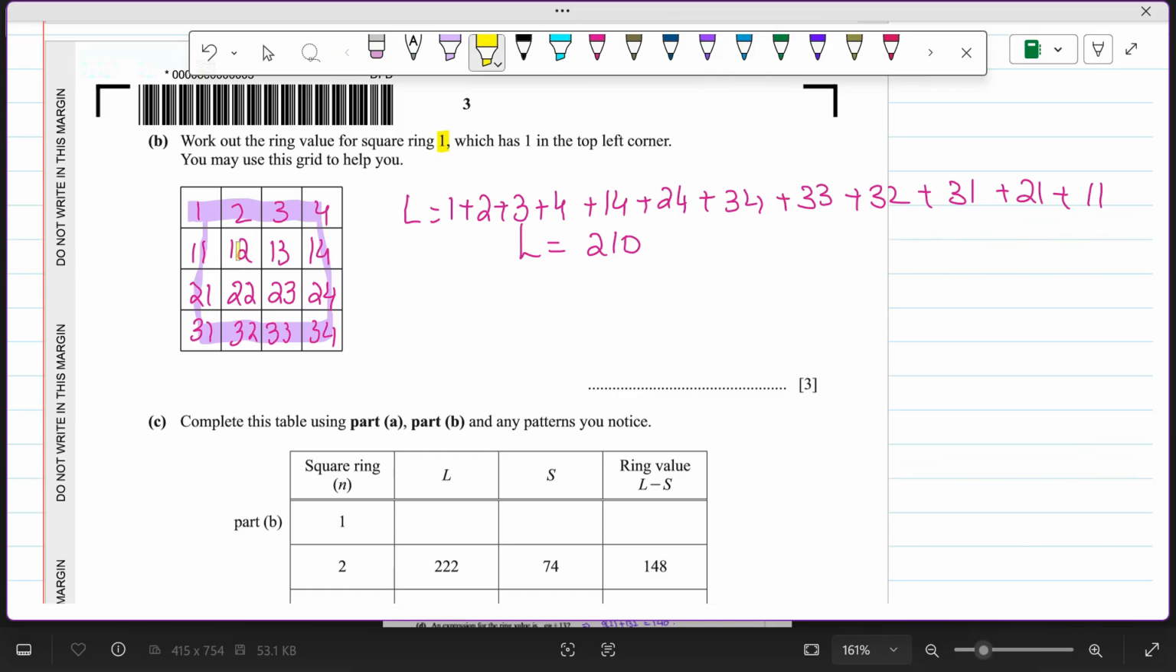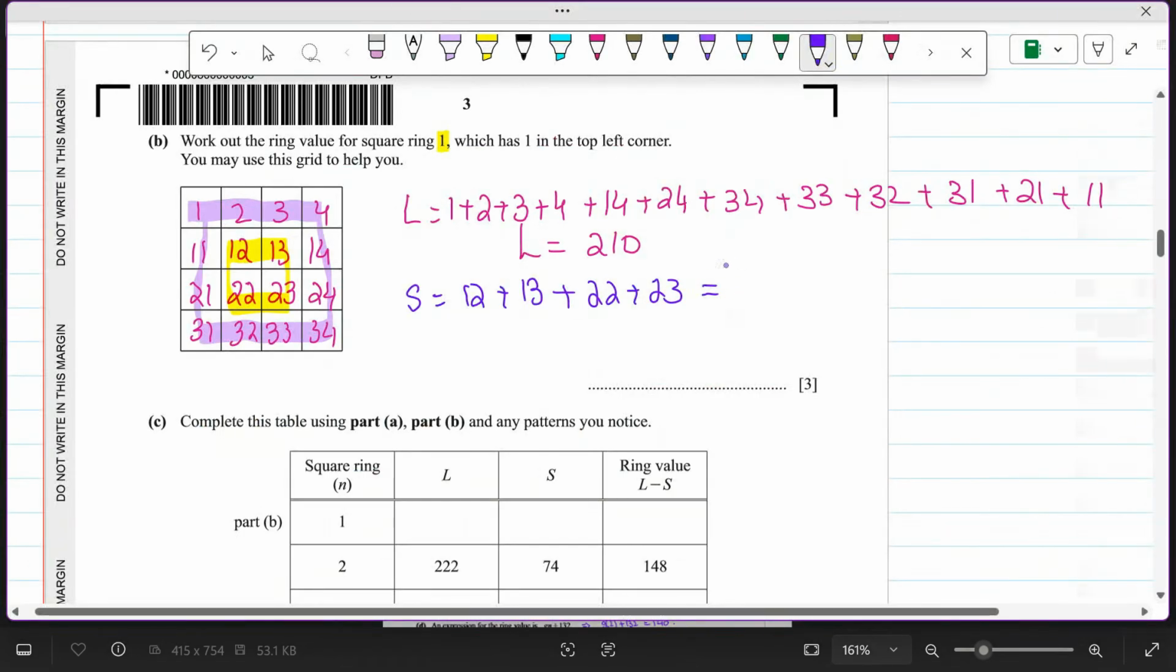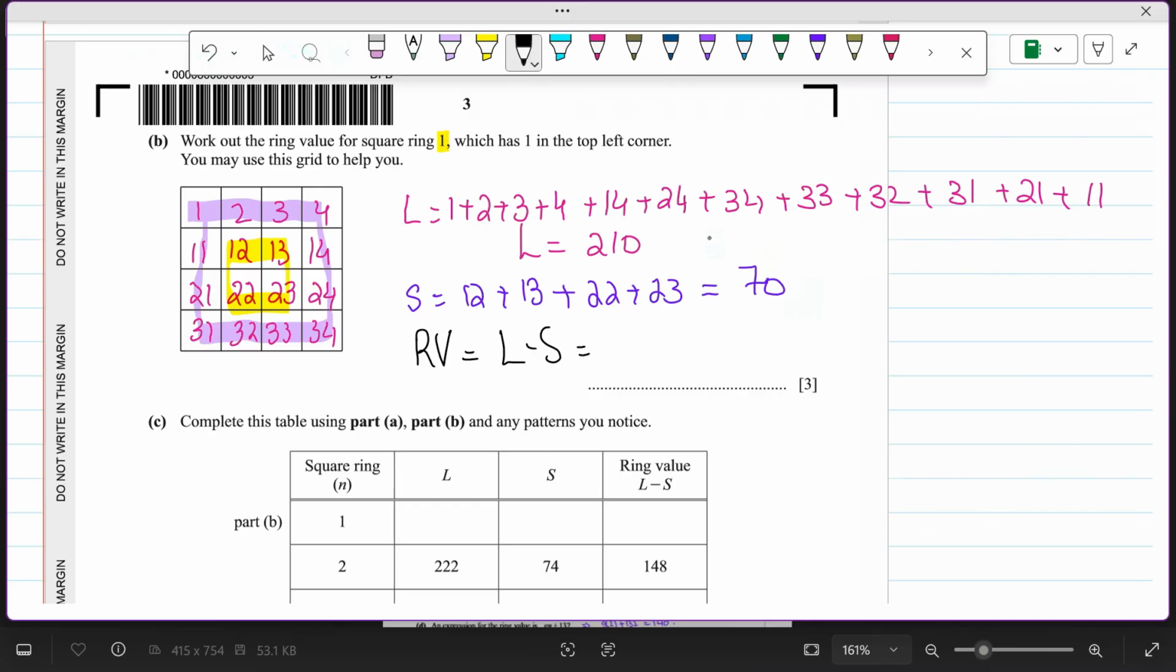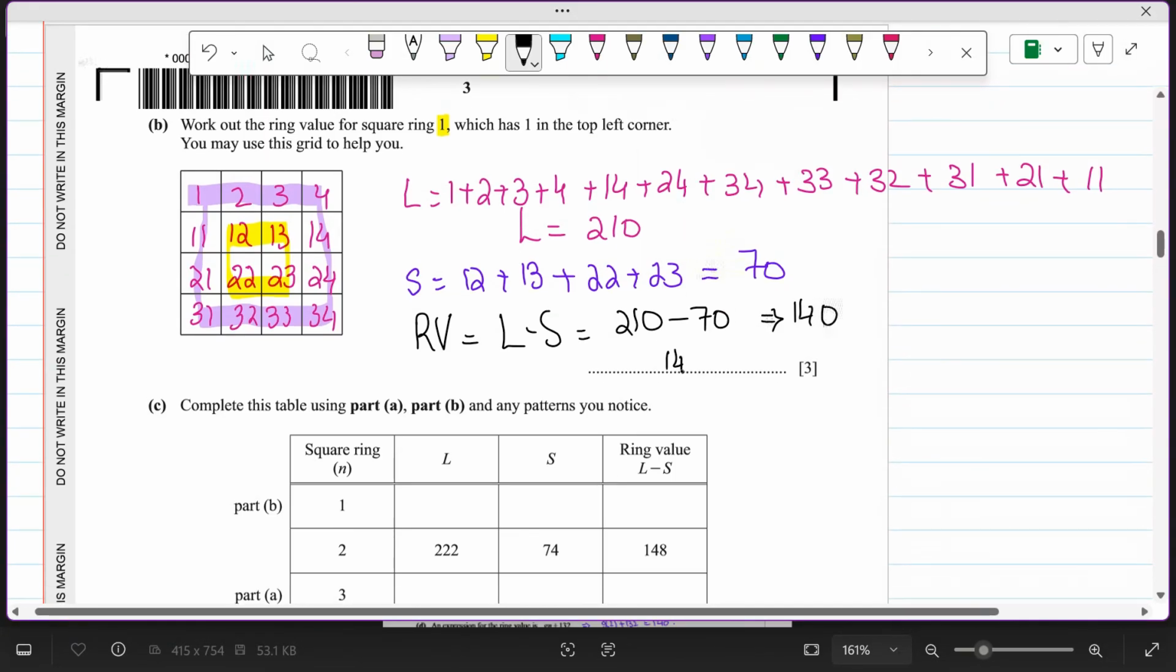Similarly, we need to find the value of S, which is the sum of the small squares. In this case, the sum of the small squares S is equal to 12 plus 13 plus 22 plus 23. When we add them, we will have 70. So S is equal to 70. And the ring value in this case is equal to L minus S, and L is 210 minus S, which is 70, and this is equal to 140. So this one is 140.